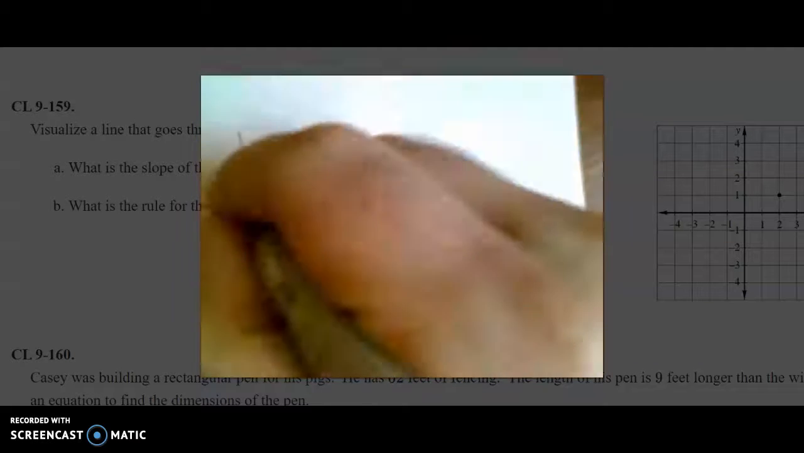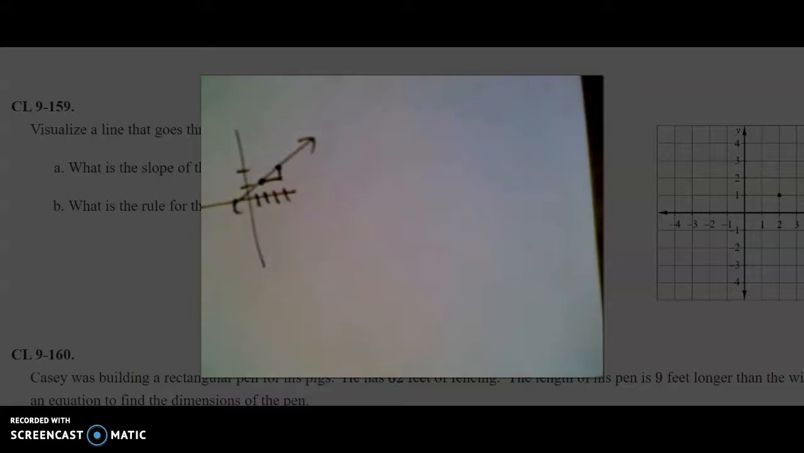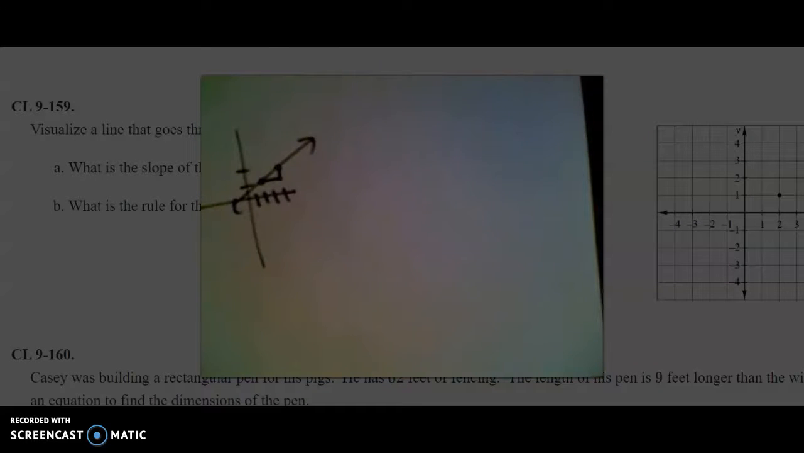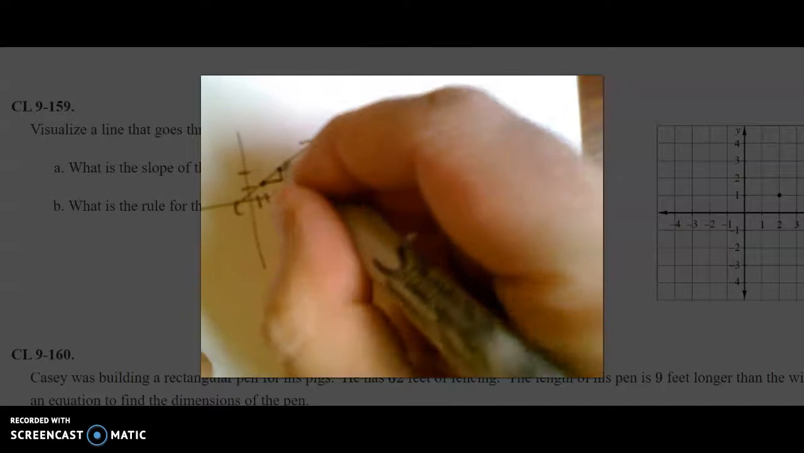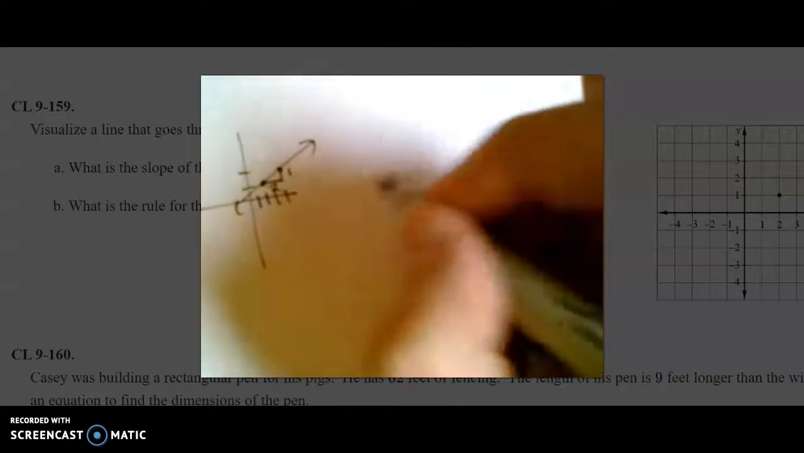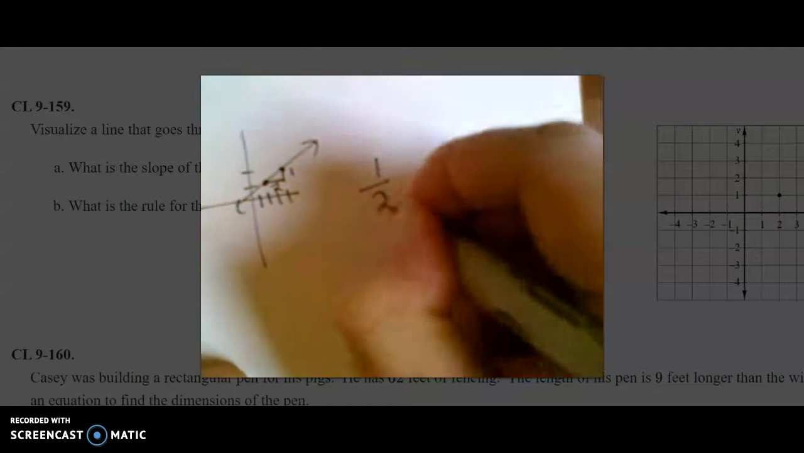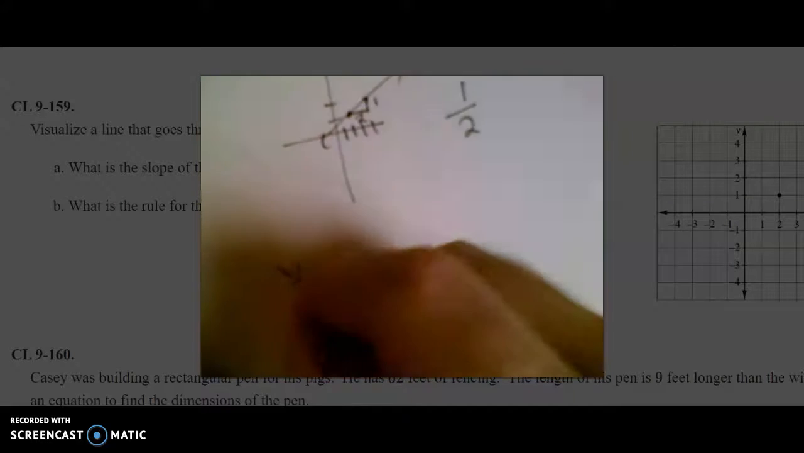So here's the line that would go through it. If I want the slope, I just have to do a slope triangle. So the height of this slope is going to be 1 unit. The width of this slope triangle is 2 units, so I would just do 1 over 2, or 1/2, is my slope.